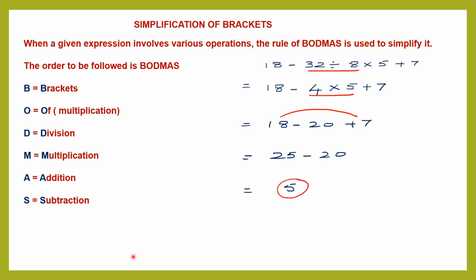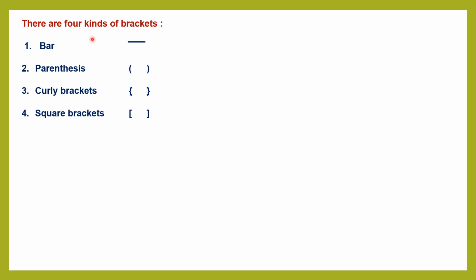So this is how we need to do a sum which has many operations. We have to follow the order and that order is called BODMAS. B stands for brackets. Now we don't have brackets here. Then O is for of, D division, M multiplication, A addition and S subtraction, and work out the sum in different steps. Now there are 4 kinds of brackets, and these are the brackets.